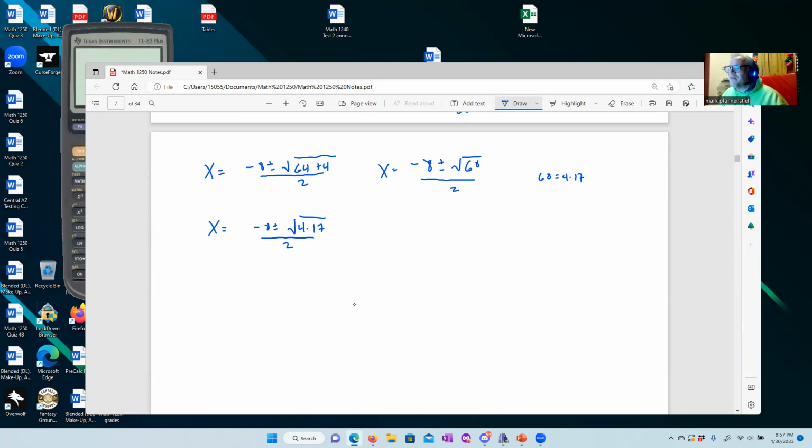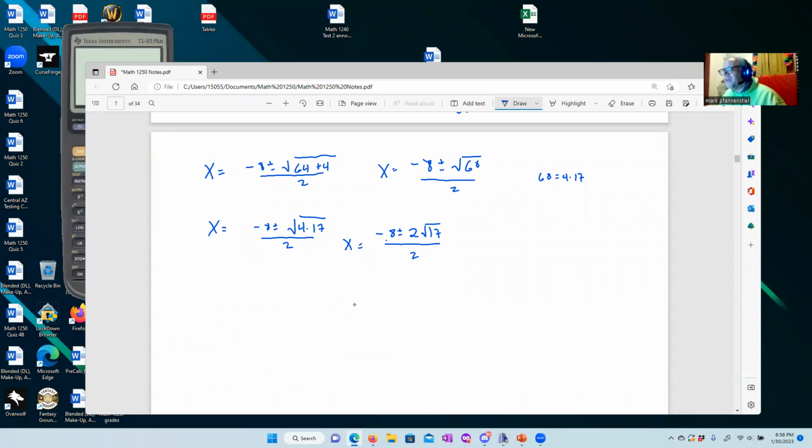Okay, the square root, does 4 have a nice square root? Sure does. It's 2. So this is negative 8 plus or minus. What's the square root of 4? 2. What's the square root of 17? Yeah, the heck if I know. So we just leave that as square root of 17 sitting in there. Divided by 2.